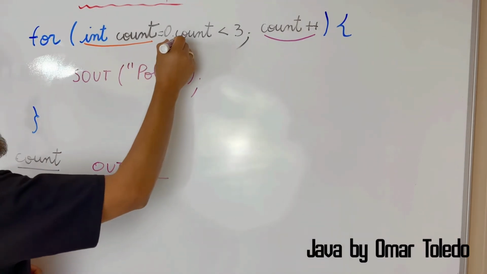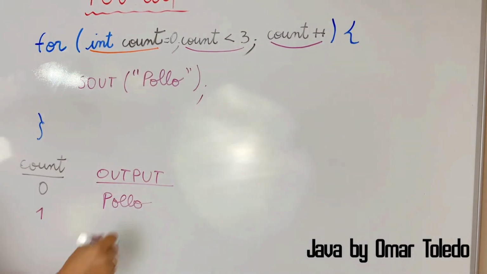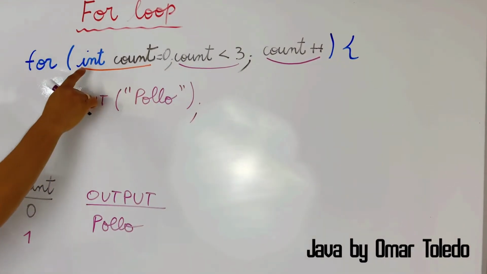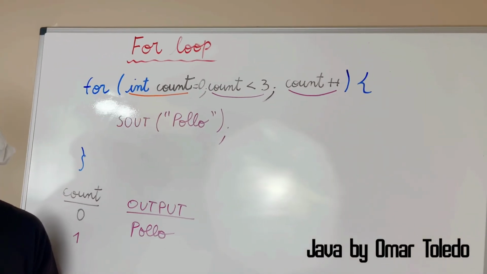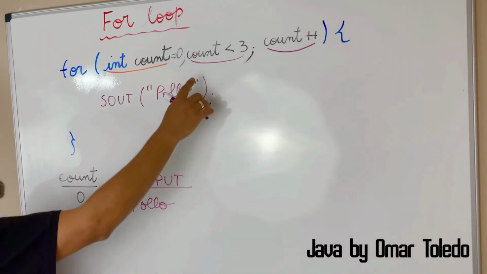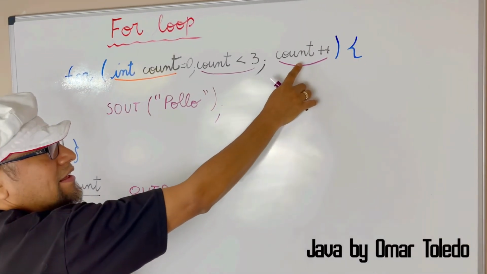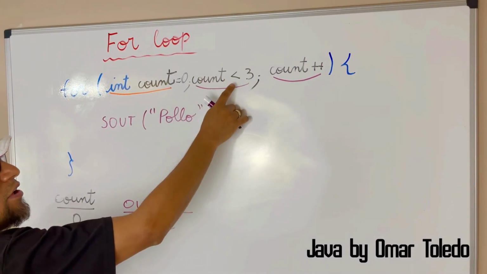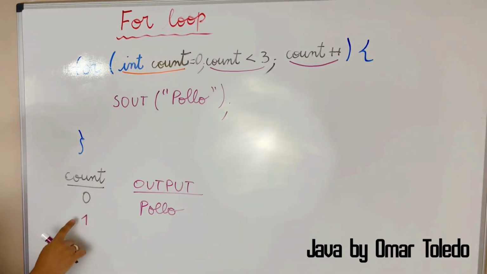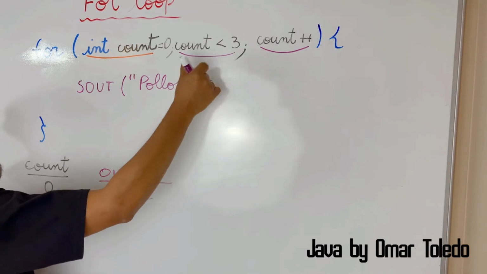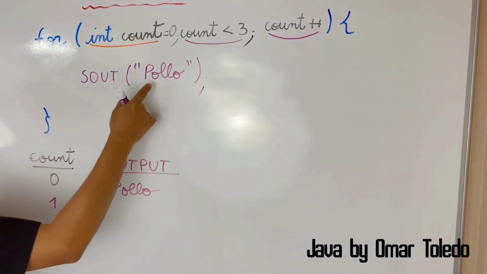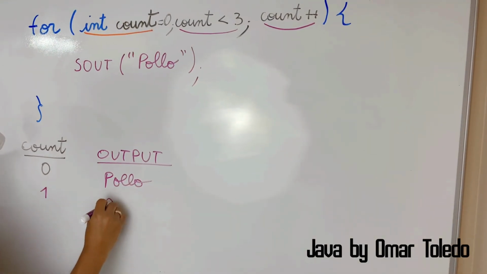And then what happens? We're going to evaluate the expression. As you see, we never touch this statement again. We execute it the first time, and then forget about it. So now, after updating count, let's see if this expression is true. What is in count? 1. Is 1 less than 3? True. So let's get into the loop and print pollo.